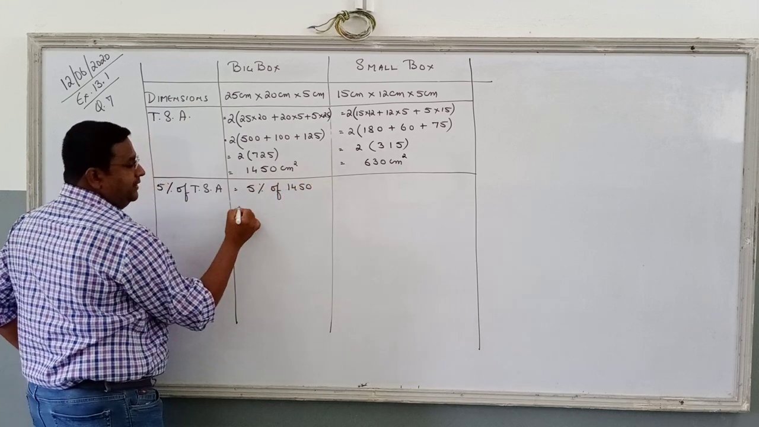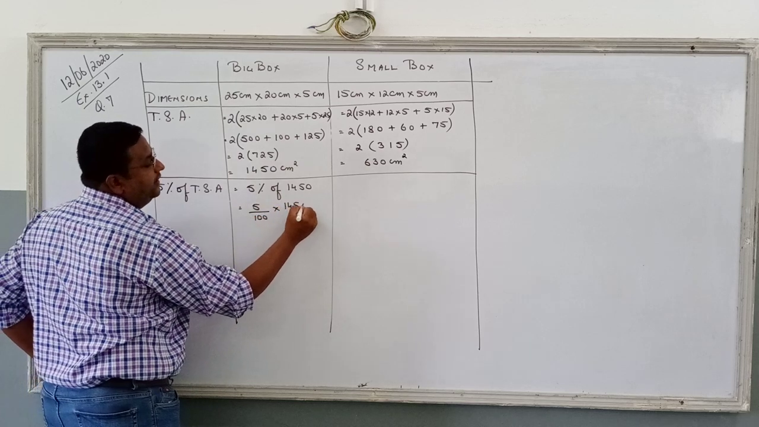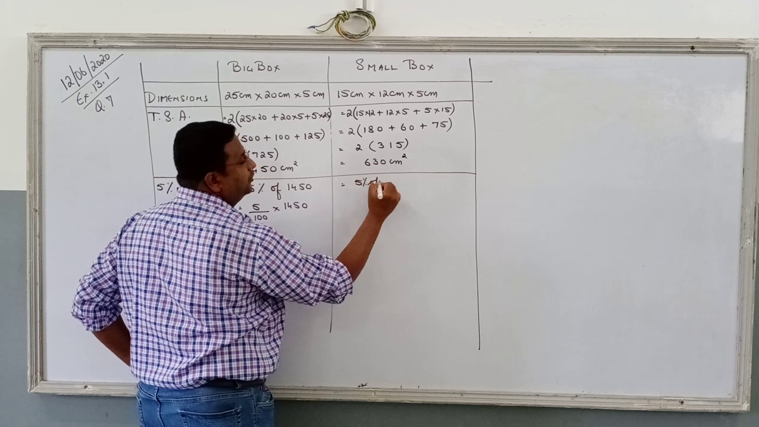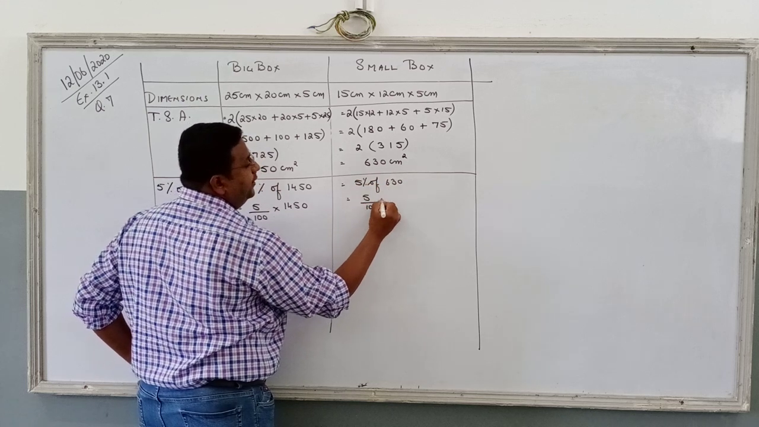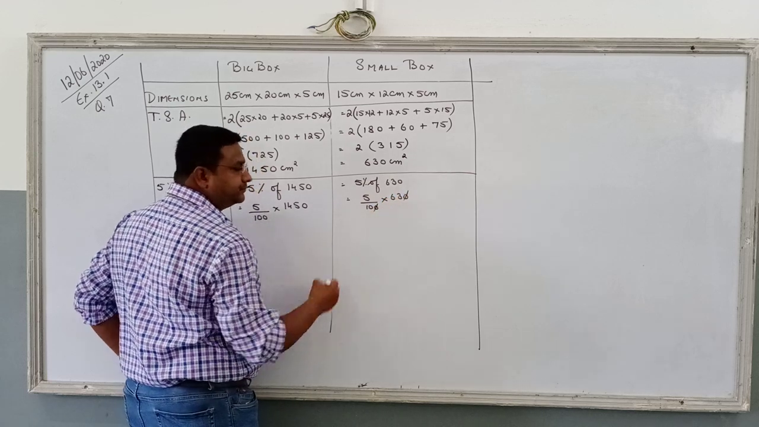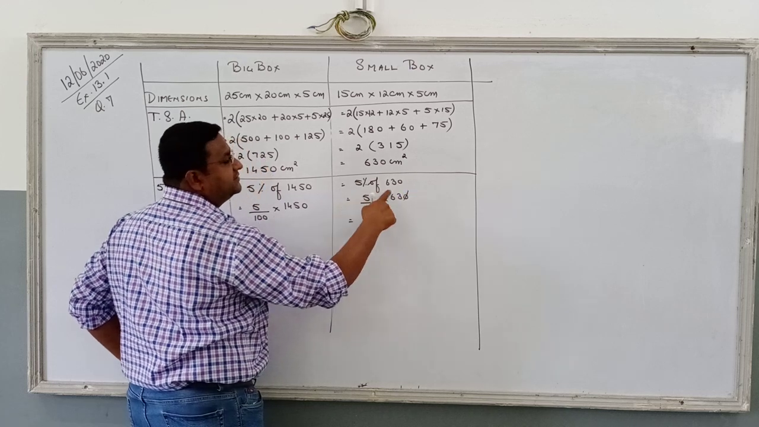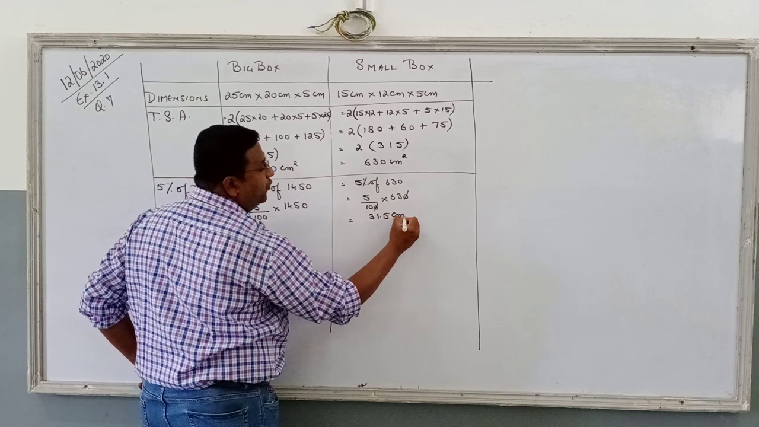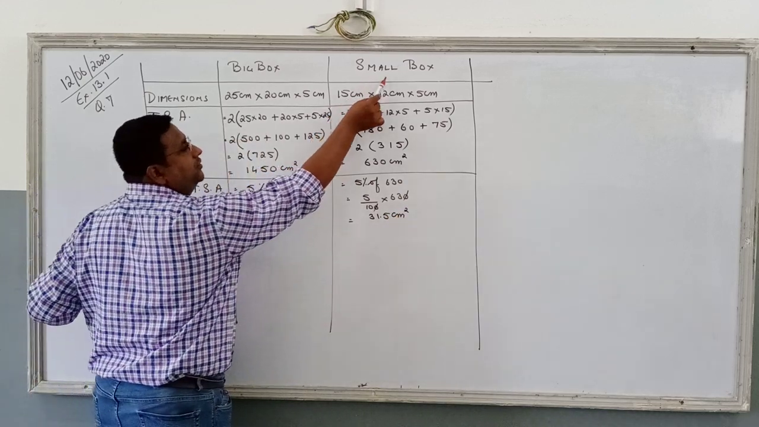So 5% of 1450, that is 5 upon 100 into 1450. Same thing here, 5% of 630, that is 5 upon 100 into 630. 0 and 0 cancel. 5 3s are 15, carry 1. 5 6s are 30 and 1 is 31, and the decimal after 1 place. So 31.5 centimeter square is required extra for the small box.